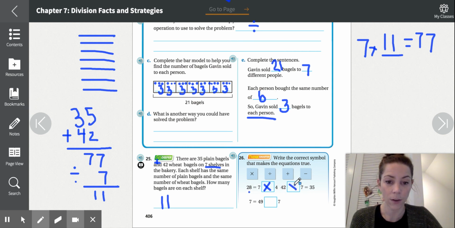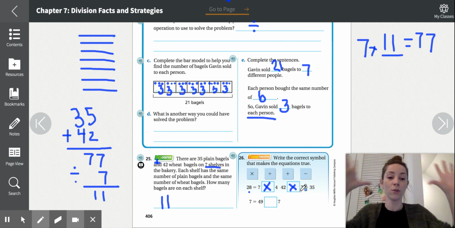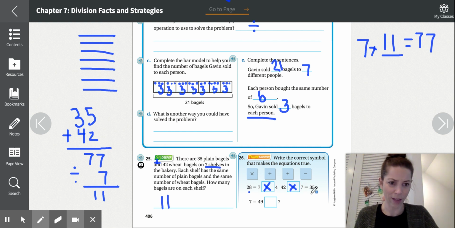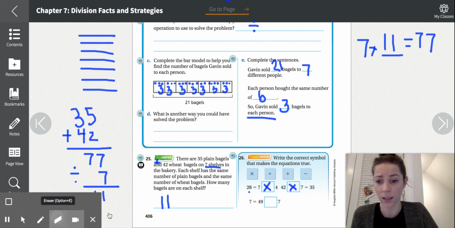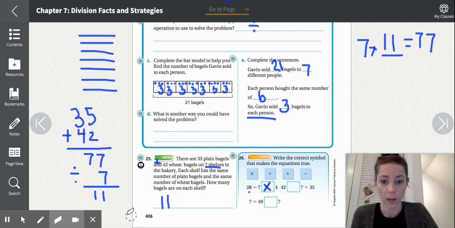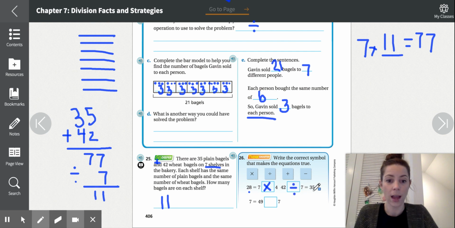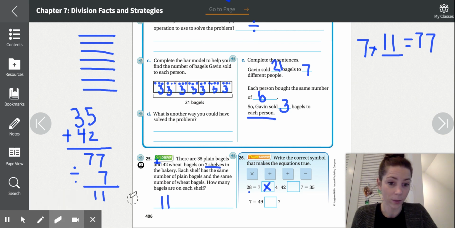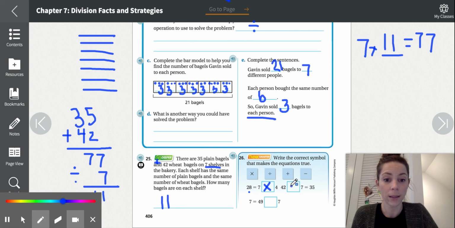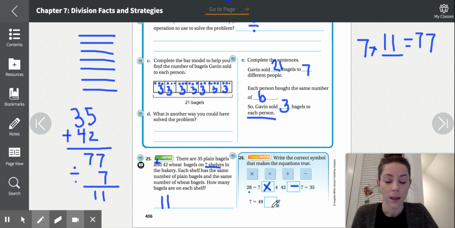42 times 7. If I do 42 groups of 7, that's going to be a huge number, way bigger than 35. Because if I have 42 groups, that number is already bigger than 35. So if my number is getting bigger than 42 here, it can't be 35, right? So that is not multiplication. Let's go to the next one. What about 42 divided by 7? Would that equal 35? No, 42 divided by 7 is 6. So that doesn't work. 42 plus 7 is 49. So that doesn't work. 42 minus 7 is 35. So that one works.